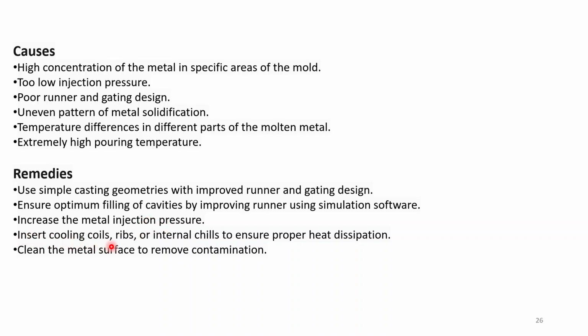Insert cooling coils, ribs or internal chills. So these are also used for directional type of solidification. So this leads to control in the shrinkage. So shrinkage will mainly should be inside the riser. Okay, so it should be compensated by riser material. So for that we use a lot of these type of tools which can help you with the directional solidification. So these ensure proper heat dissipation. Next is clean the metal surface to remove contamination.